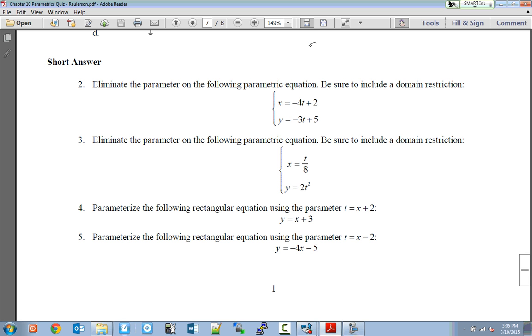All right, so we take the x equation, and let's go ahead and solve it for t. So we're going to subtract 2. So we're going to have x minus 2 equals negative 4t. Divide by negative 4. So t equals negative (x minus 2) over 4. So now we're going to take that and plug it into the y equation for t.